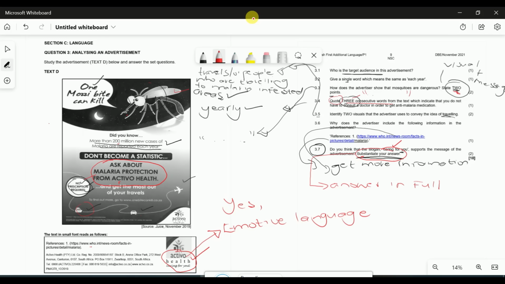Again, now we go here. It says 3.7. We have said yes. You include information to say the advertiser stated in the advert that more than 200 million new cases are reported. Also, the advertiser included that one mosquito bite can kill, to show the dangers of malaria. However, the advertiser also used emotive language in the slogan to show that they care for the target audience. How are they going to care for them? By providing them with a malaria protection plan from Activo Health. Then you round it off to say, therefore, the slogan supports the message of the advertisement.